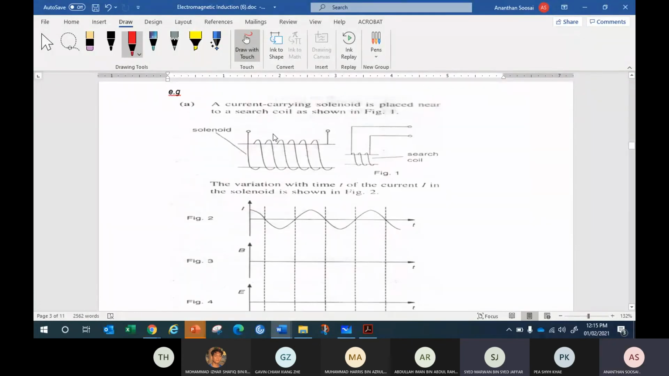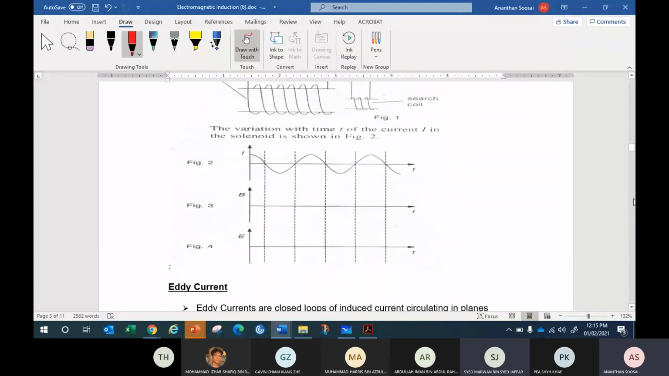Okay, this is also the same thing. A current-carrying solenoid is placed near a search coil. The variation with time t of the current I in the solenoid is shown in figure 2. The solenoid current changes like this. How will the magnetic field in the solenoid change? How will the EMF induced in the secondary coil change? I is what graph? Cos graph. The magnetic field will be what graph?